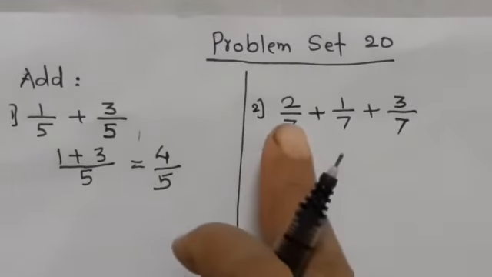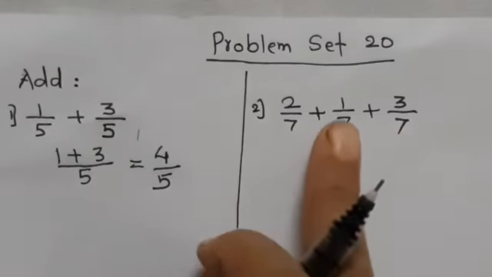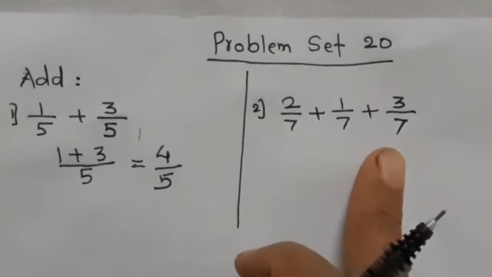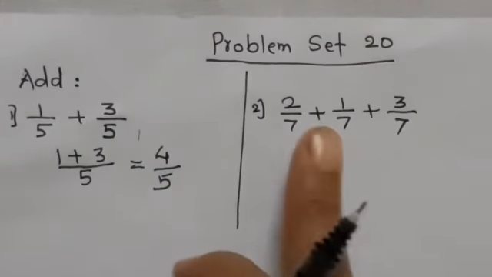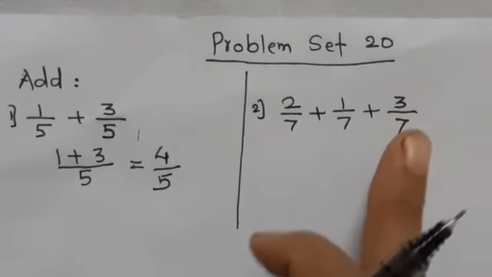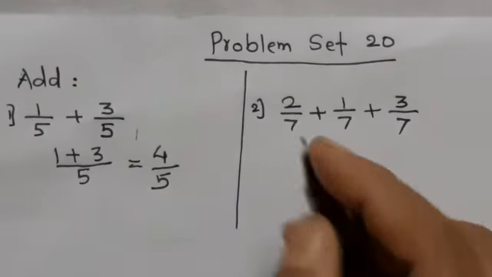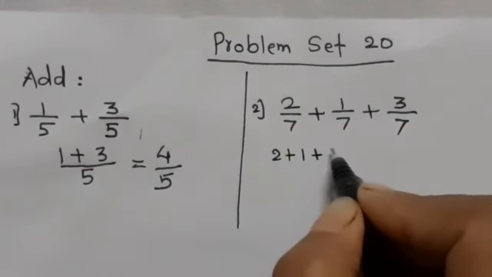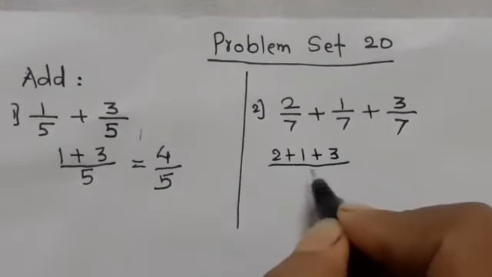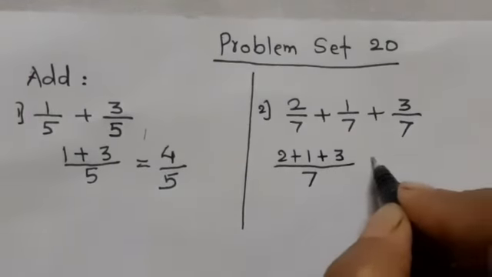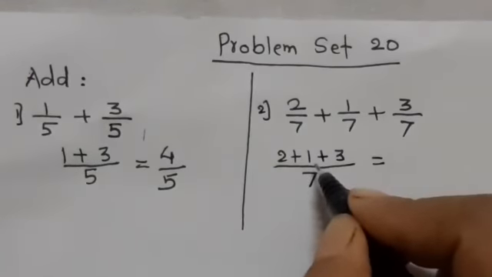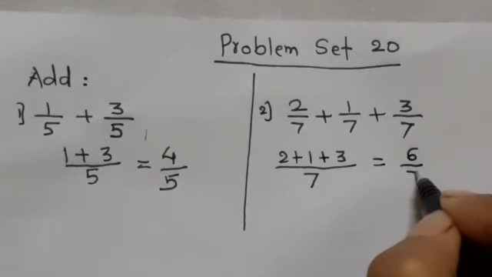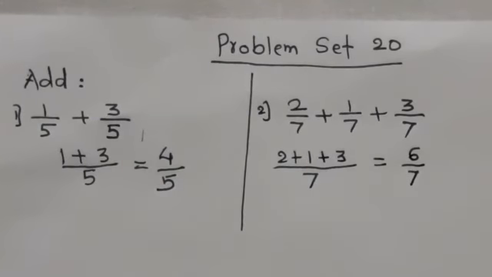Second sum, add 2 upon 7 plus 1 upon 7 plus 3 upon 7. When we add like fractions, first we add the numerators and write the denominator as it is. So, first we add the numerators 2 plus 1 plus 3 and we'll write the denominator 7 as it is. Now, 2 plus 1 is 3, 3 plus 3 is equal to 6. So, 6 upon 7 is the answer.